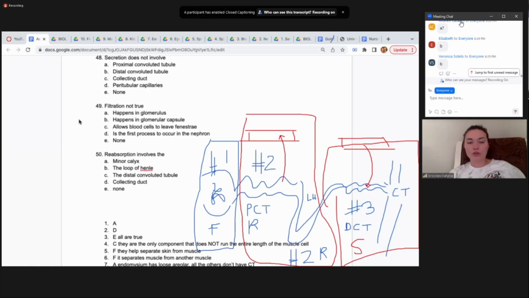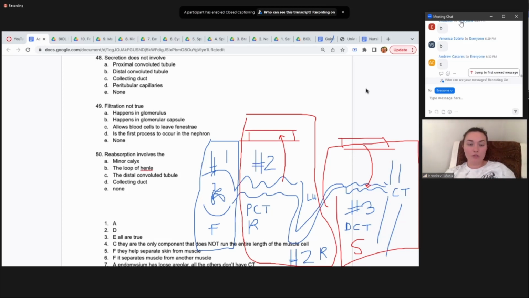Okay, question 49, filtration. Which of these is not true about filtration? Good. So C, right? Blood cells are going to be too large to leave the fenestrae. Blood cells are too large, and so it only allows small particles or filtrate to leave the fenestrae, not blood cells. Blood cells are really big, so those are not going to fit through the fenestrae.